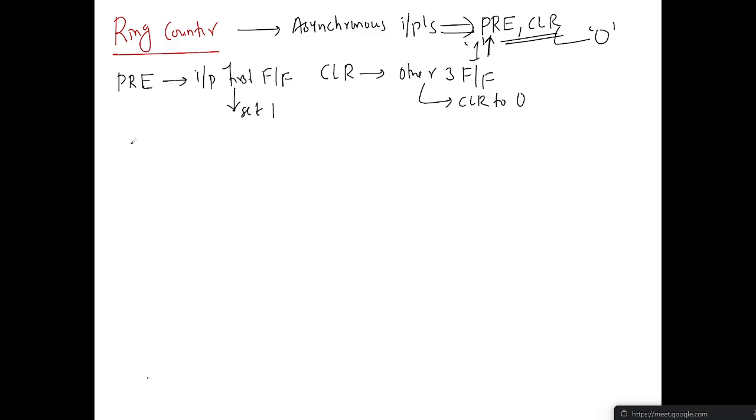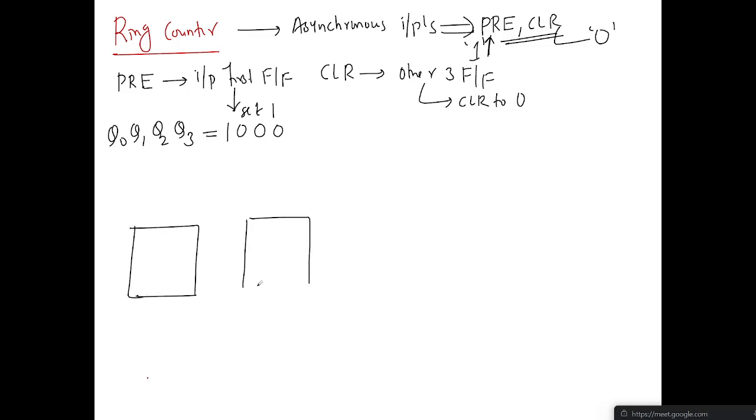So what is my state? Q0, Q1, Q2, Q3 is equal to 1, 0, 0, 0. Okay. So I will draw the ring counter using D flip flops. How many flip flops am I using? 4 D flip flops. Okay, so 4 D flip flops.